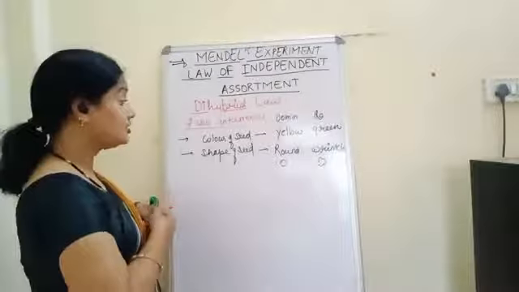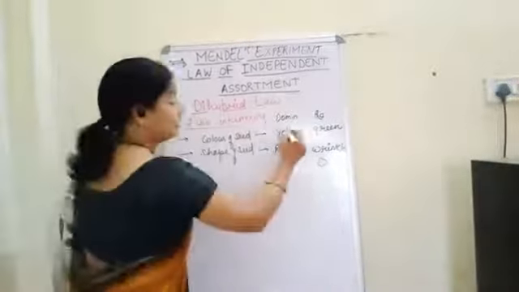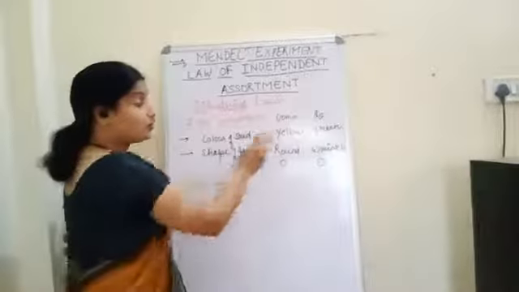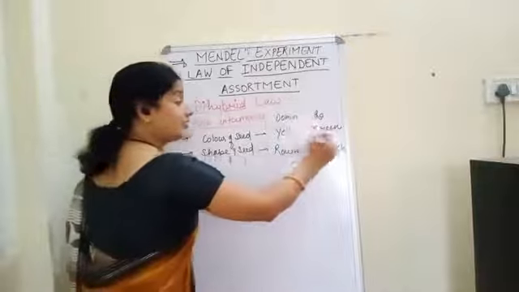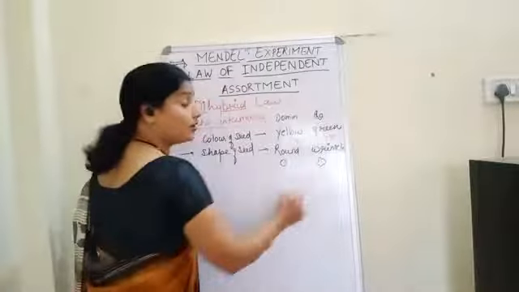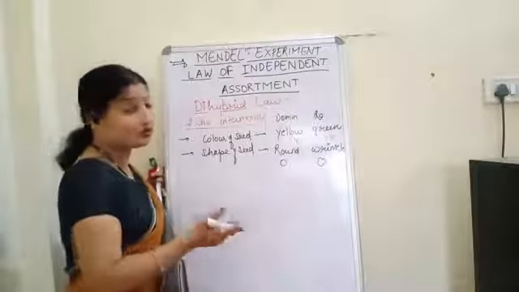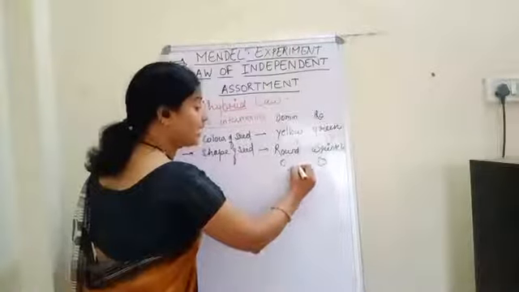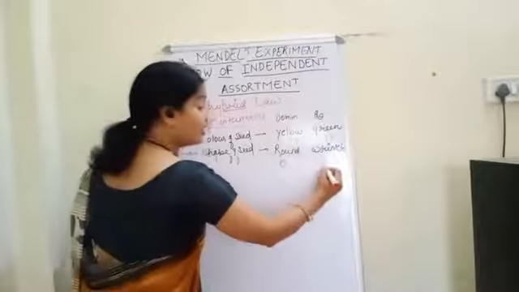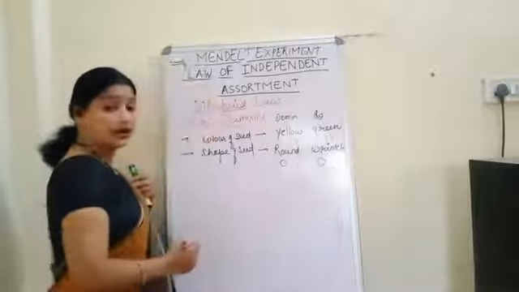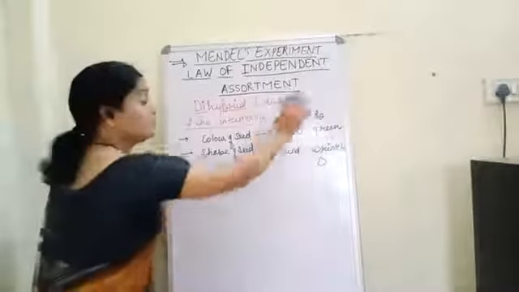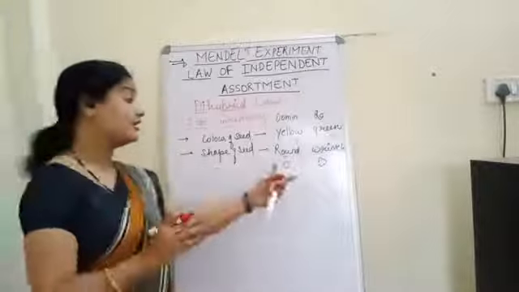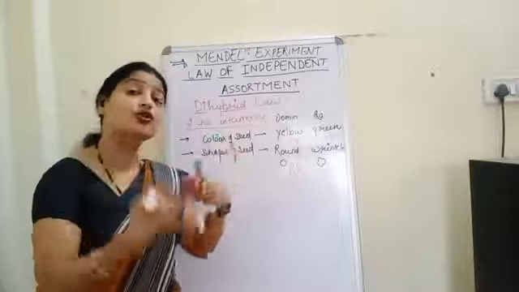How to represent their genes? If it is yellow, then we can represent it with capital Y, because it is dominant, and its recessive can be represented by small y. We cannot use G because it will create confusion. And round, if it is represented by capital R, then wrinkled will be represented by small r. So these were the genes that he had taken to cross.